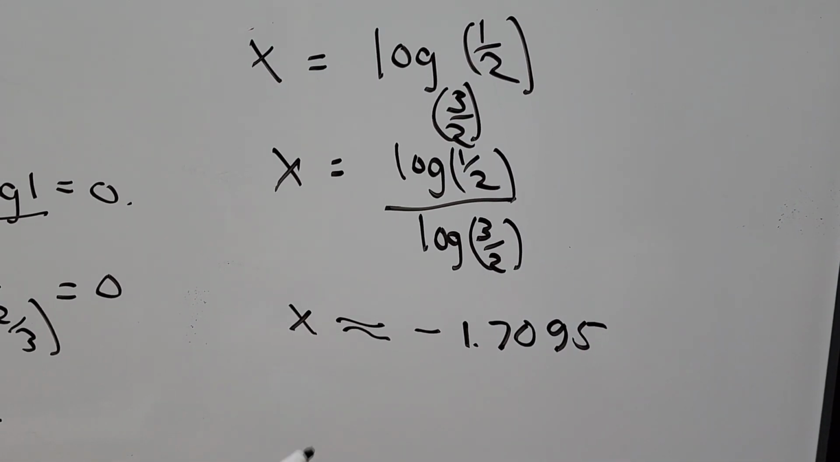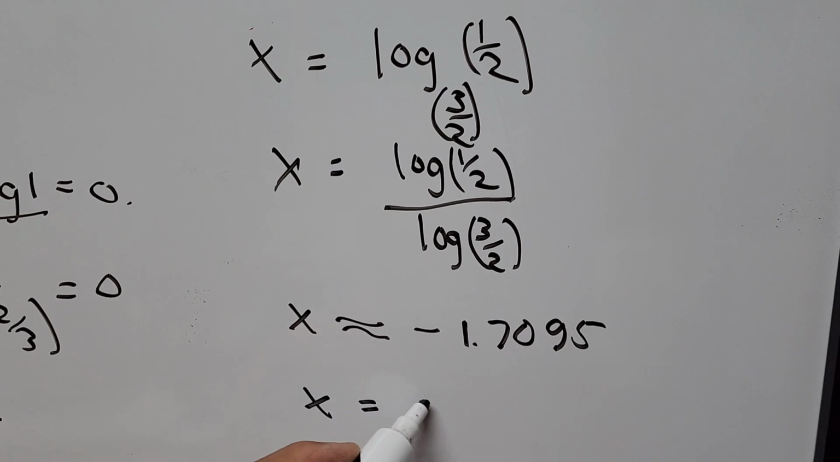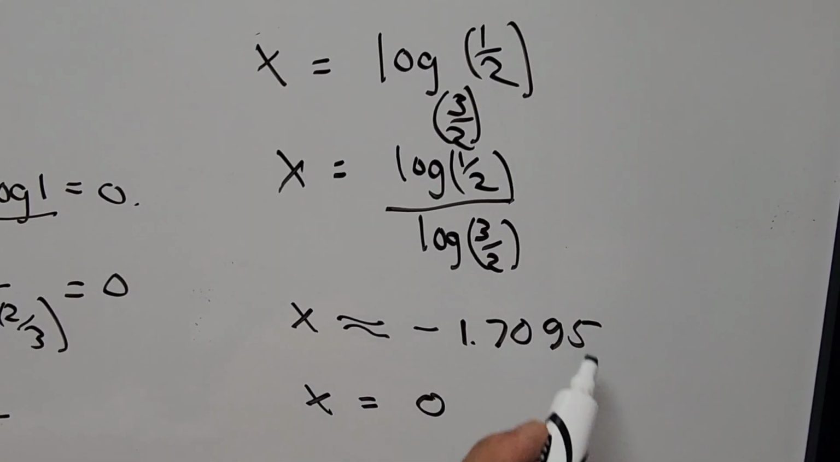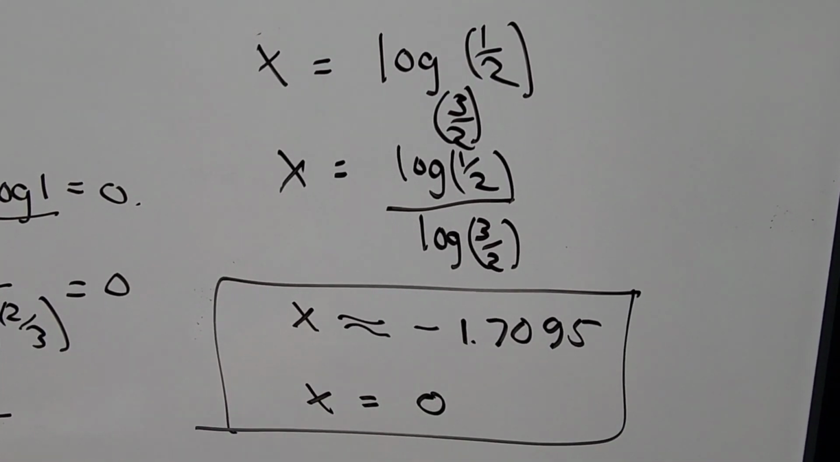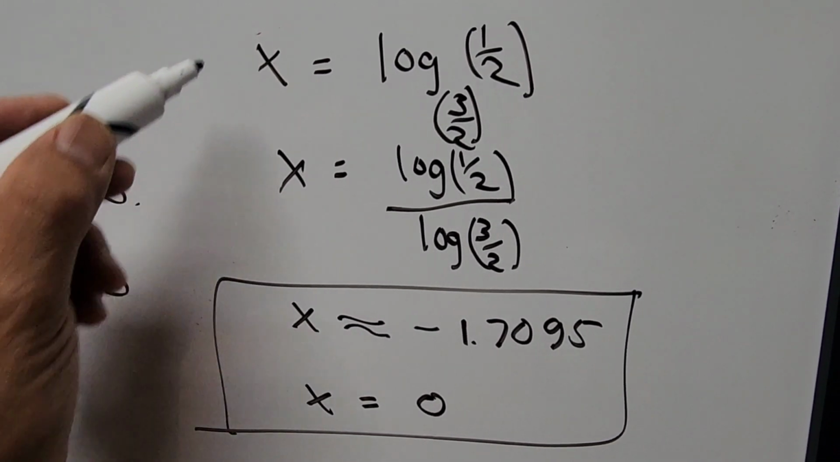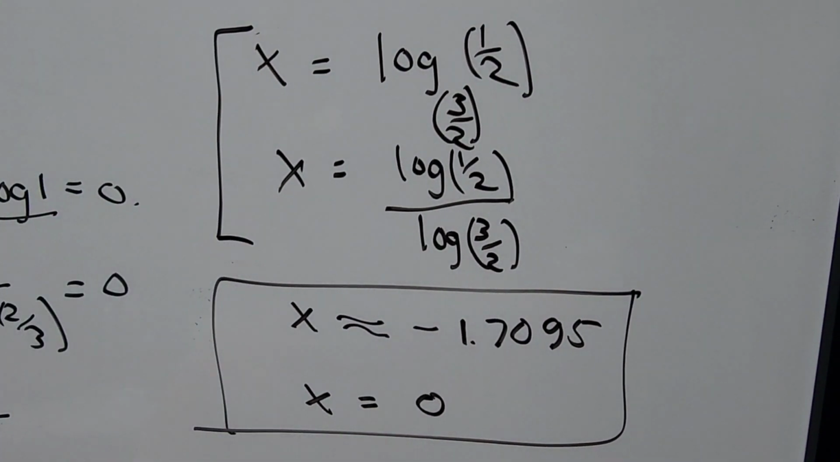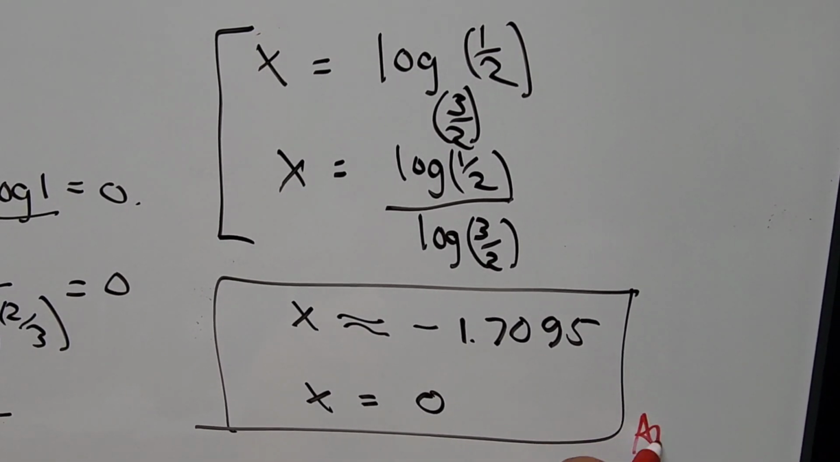And the other value of x from earlier is equal to 0. So these are the two values of x. And we can also use these values of x in terms of logarithm, the exact value of x, as our final answers.